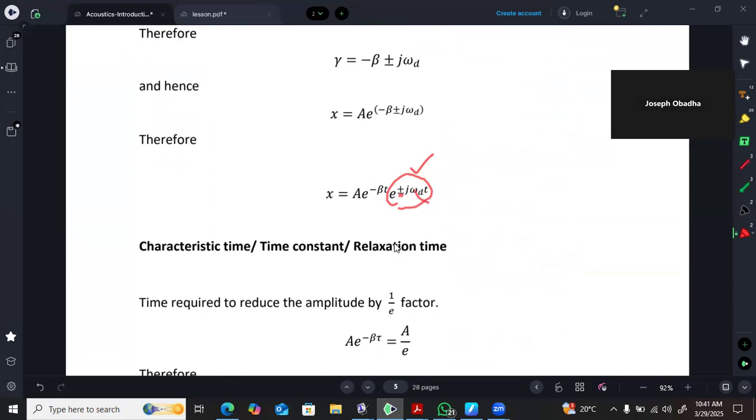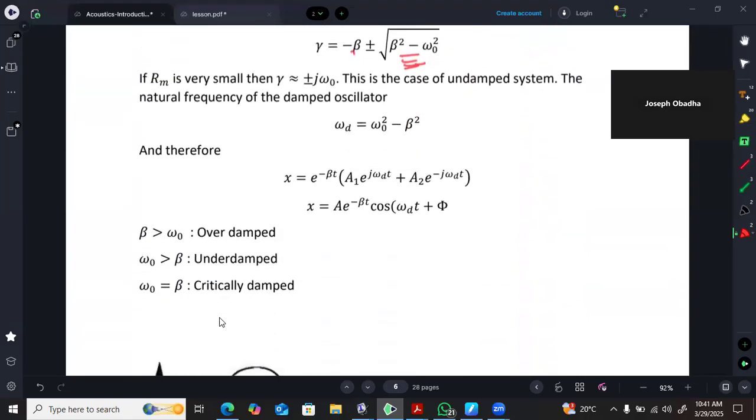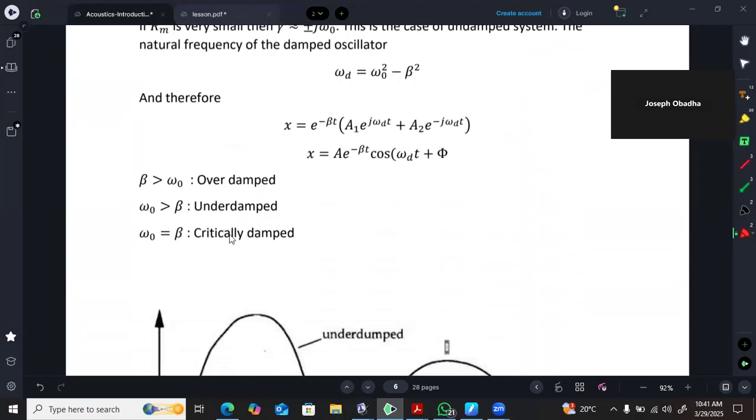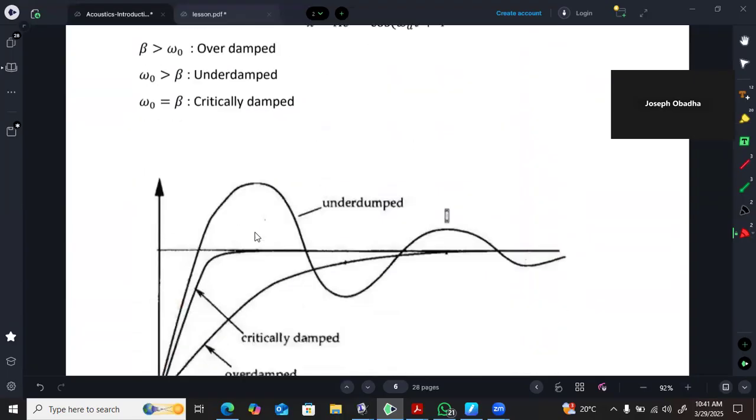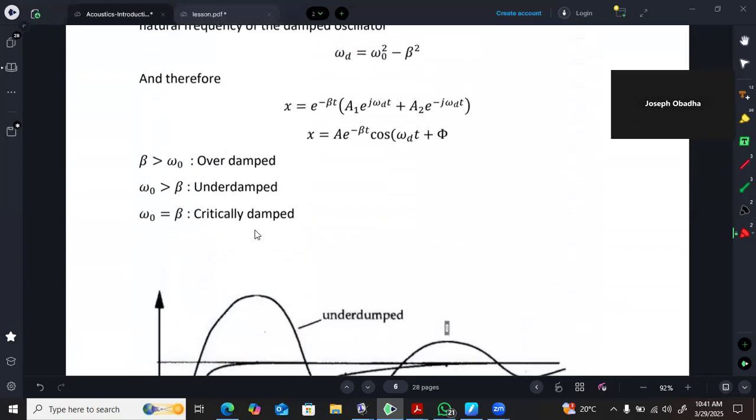Because this is also positive, the amplitude will be reducing very fast. It will be dying out very fast. Then we have the case of critically damped when omega naught is equal to beta. So up to this point, let's just summarize what we have talked about.